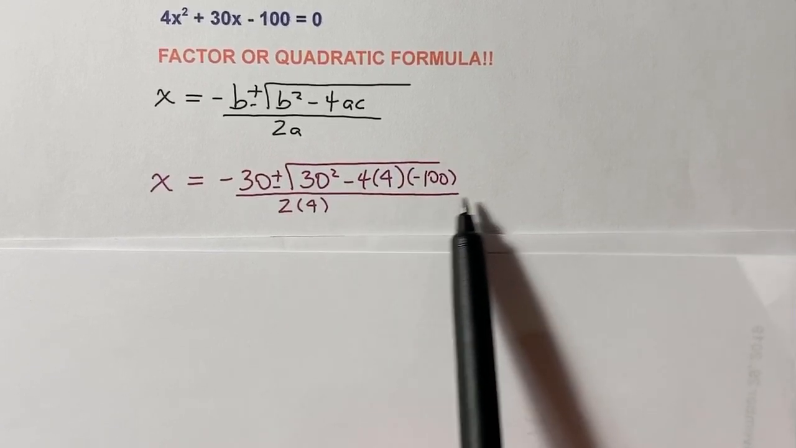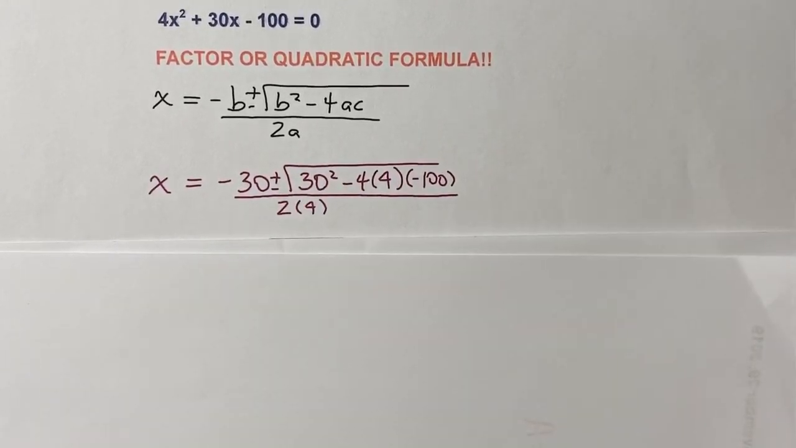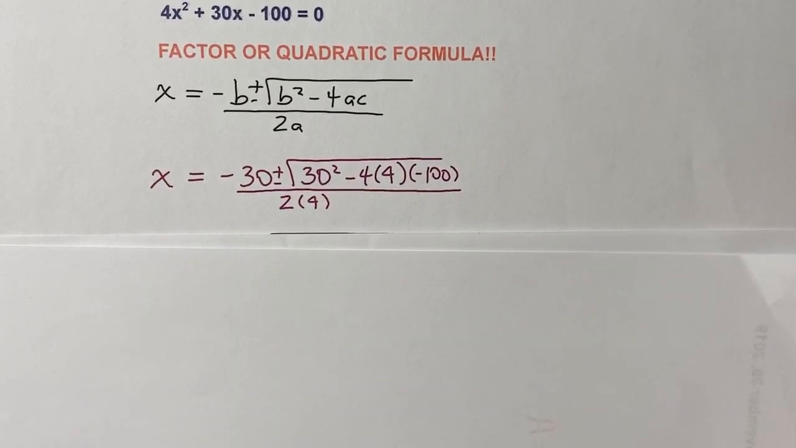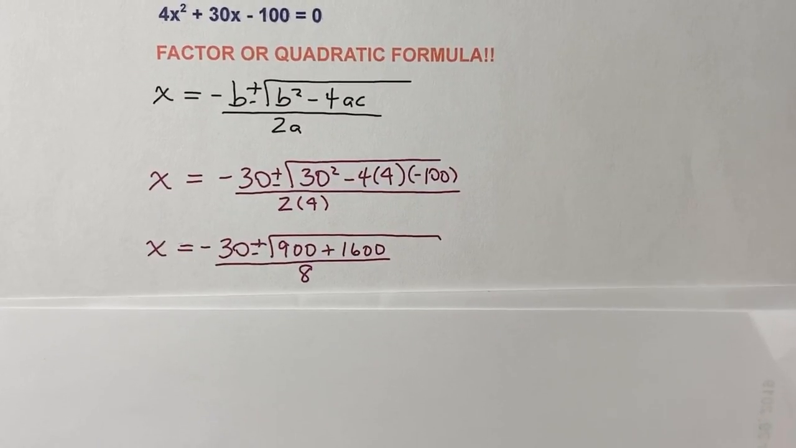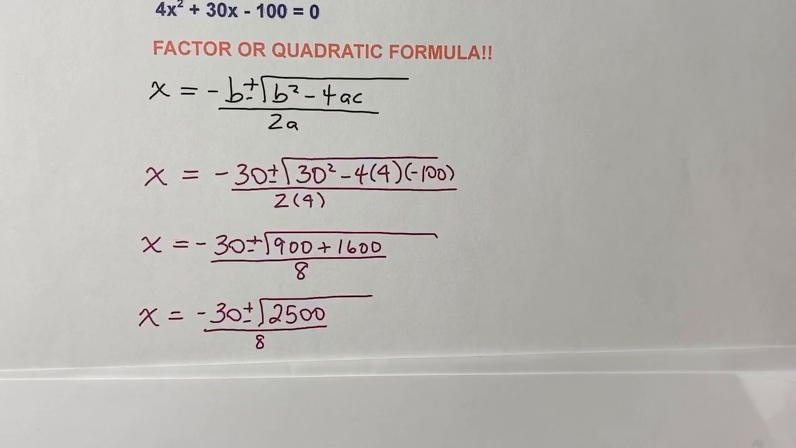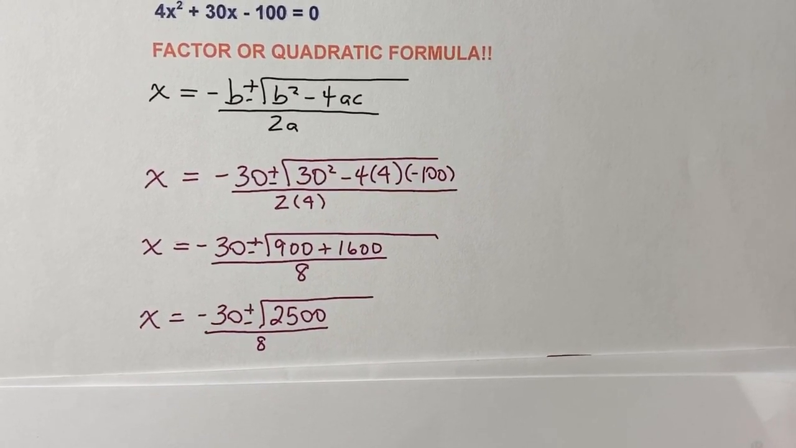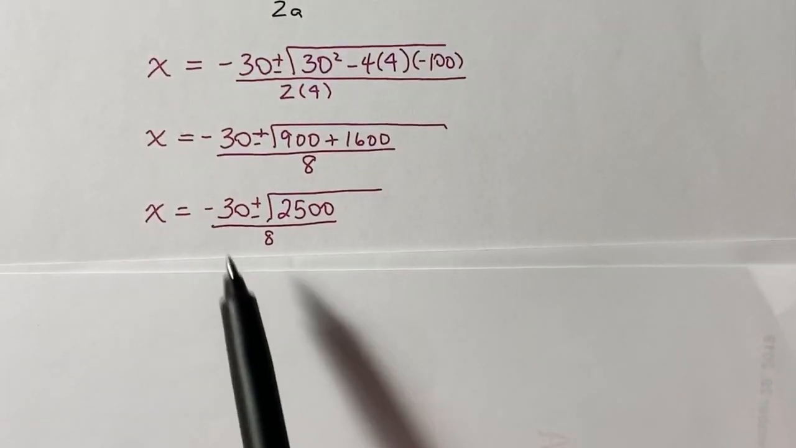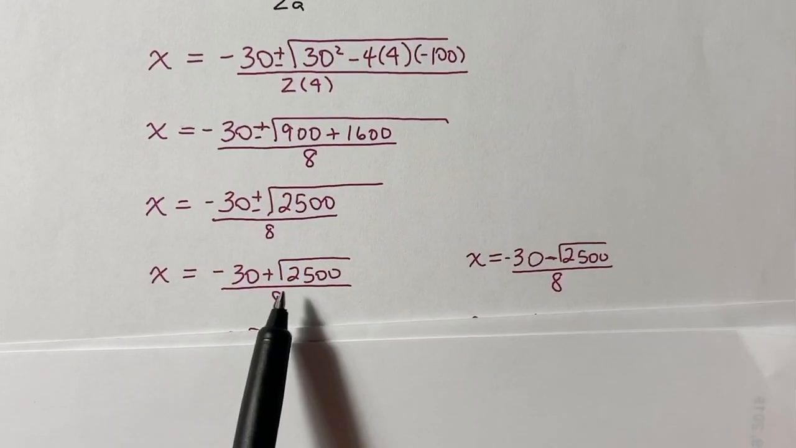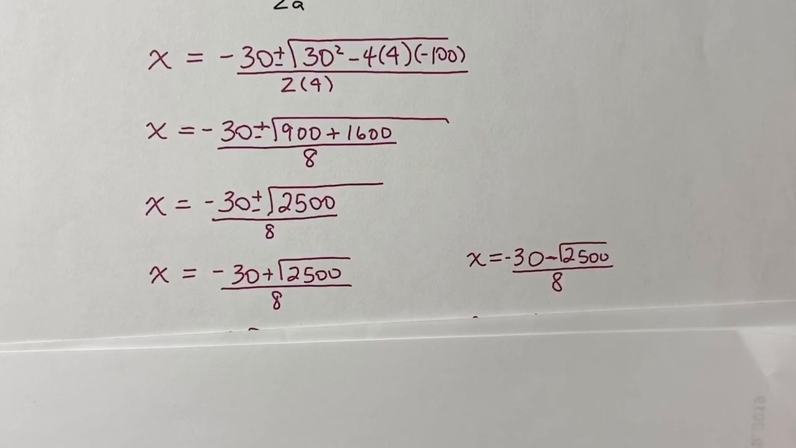Keeping in mind that you simplify what's underneath the square root sign first, paying attention to these two negatives because that sign is now going to be positive. Again, continue simplifying what's underneath the square root sign, and this is where you separate it. The two possible solutions. One is where you add the square root of 2,500, and one is where you subtract it.